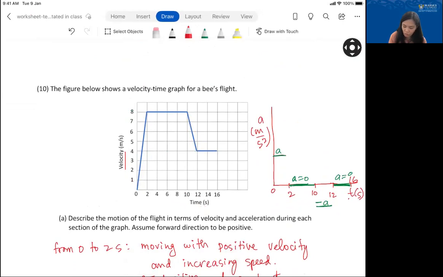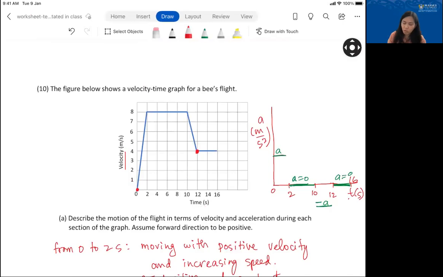Okay, 0 to 12. Oh, is it just 0 to 12? It's not the whole trip then. It's just 0 to 12 seconds. So it's actually just until here. Starting point 0 seconds, and then end point is at 12 seconds. Okay.